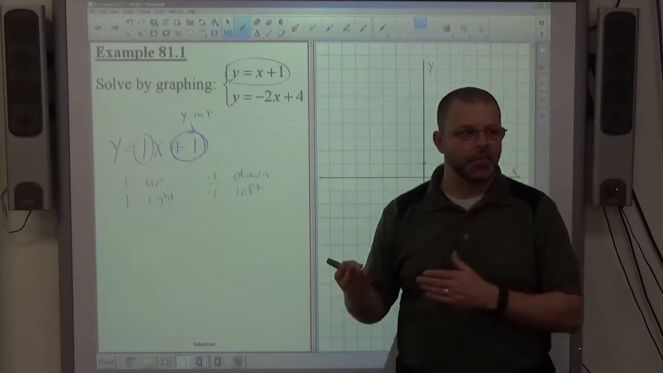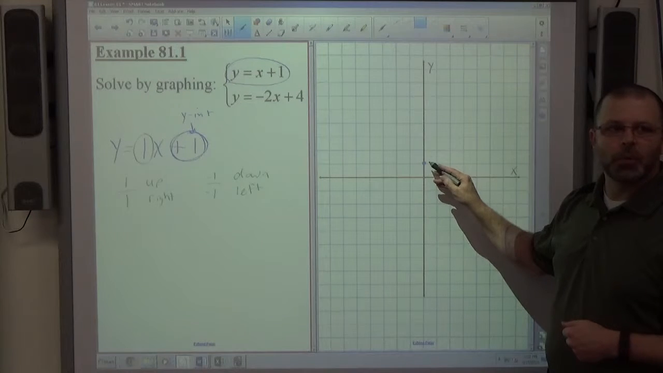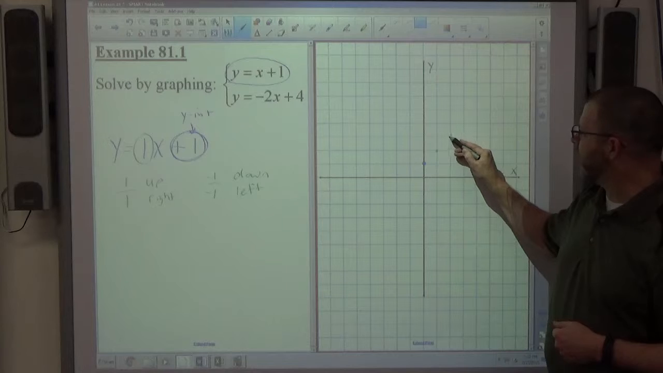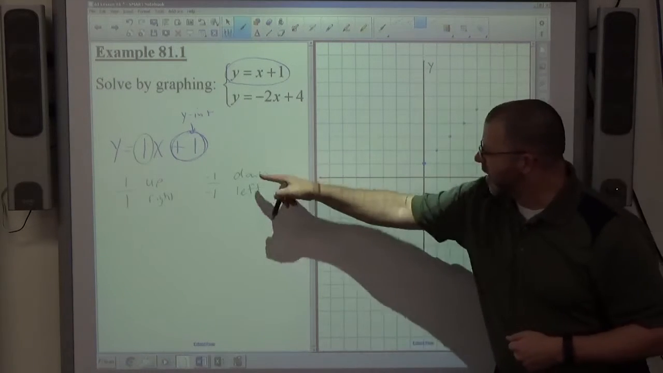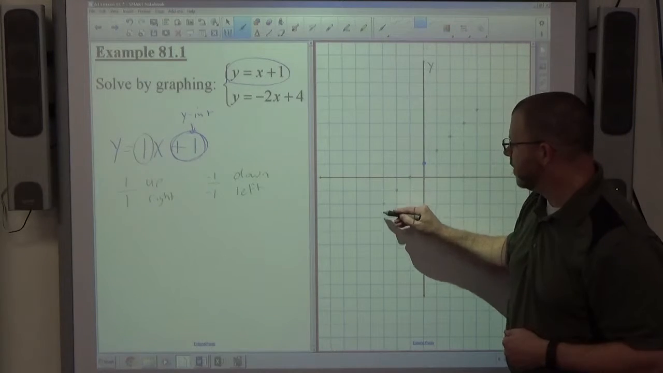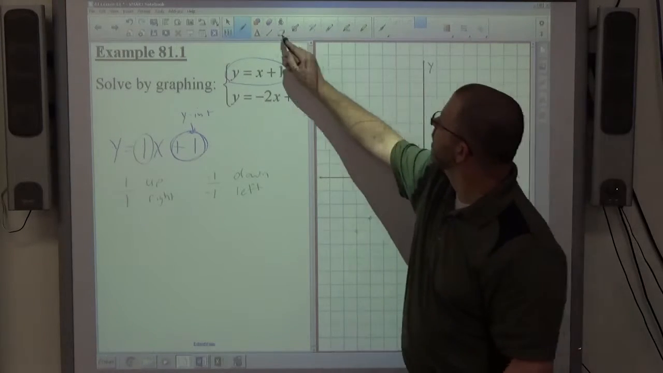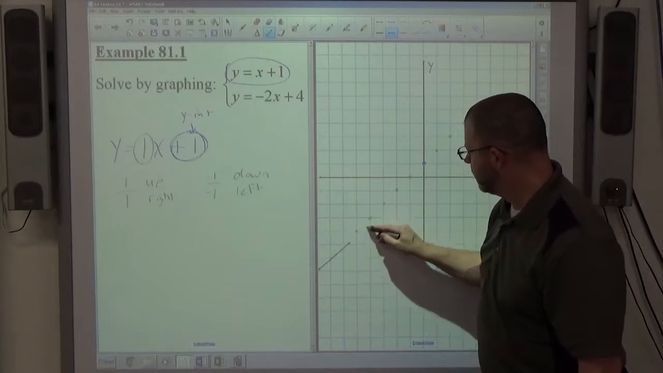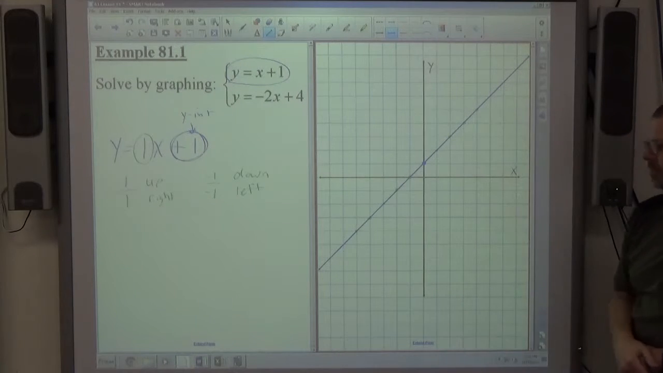What that tells me is how to get from a point on the line to another point on the line. This blue point I just put down is a point on the line. If I go up 1, right 1, up 1, right 1, again and again, I keep on getting points on the line. If I go down 1, left 1, again and again, I get points on the line. All those are points on the first line, y equals x plus 1. If I connect those dots with a nice straight line, that is the graph of y equals x plus 1.